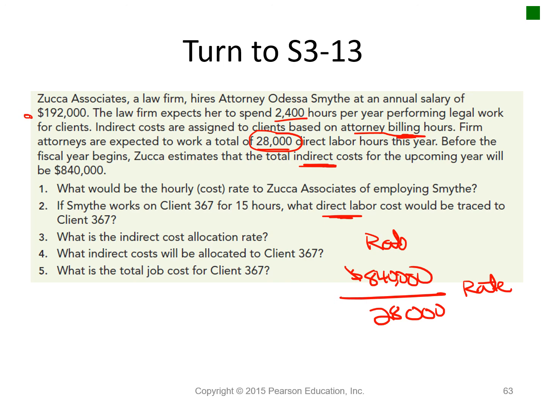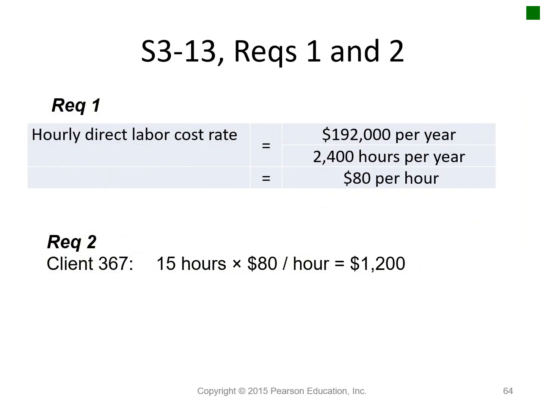In this case, most likely your two major costs will be direct labor and indirect labor cost. So again, to get the hourly rate, you just take their salary, divide by the number of hours per year. So here's your basic cost per hour salary. And if they worked for client 367, if they worked 15 hours for this particular client, you multiply this by their hourly rate. This would be your direct labor cost for that particular client.